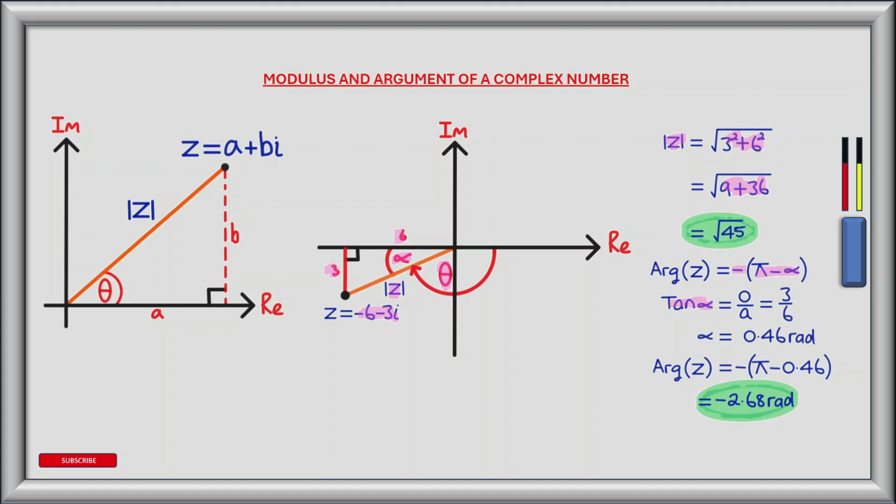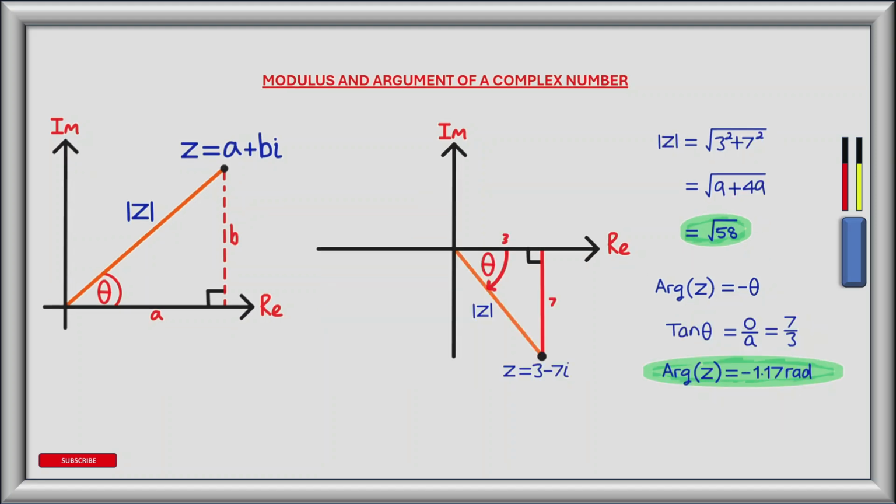So the tan of alpha is the opposite side over the adjacent side, which in this case is 3 divided by 6. So alpha is equal to 0.46 radians. The argument of the complex number is therefore pi minus 0.46 multiplied by negative 1. So the argument in this case is minus 2.68 radians.